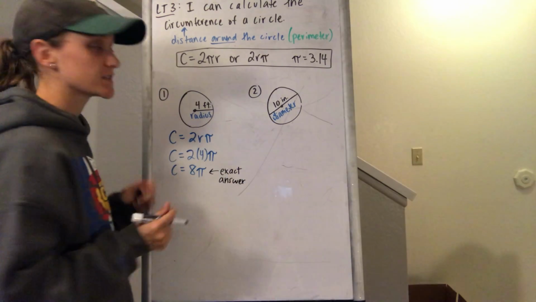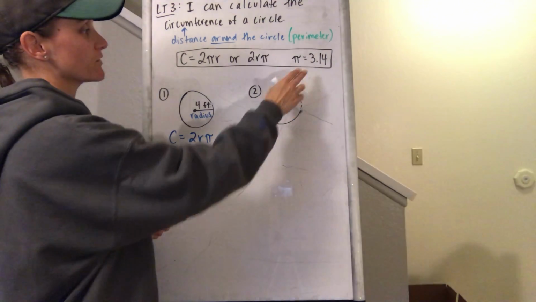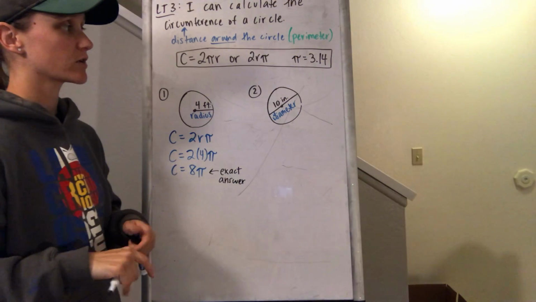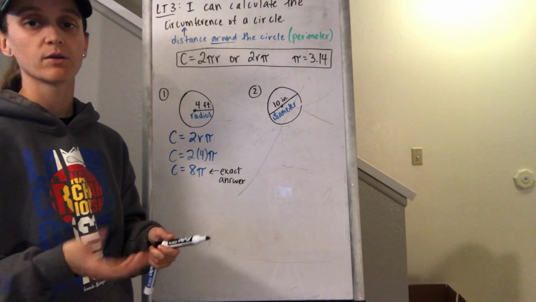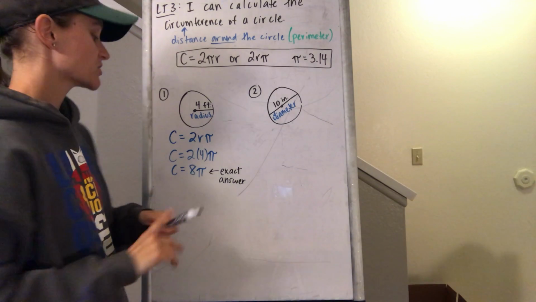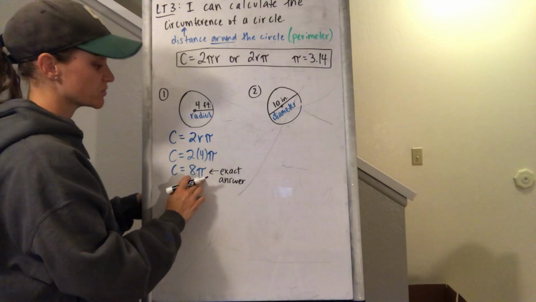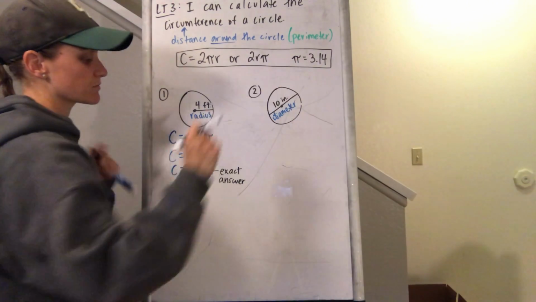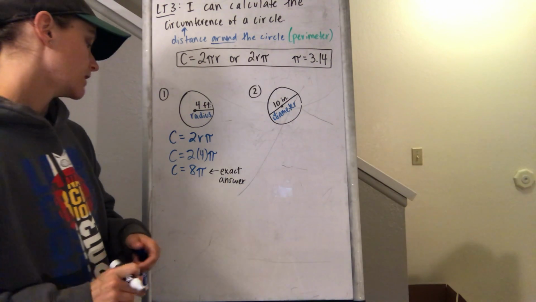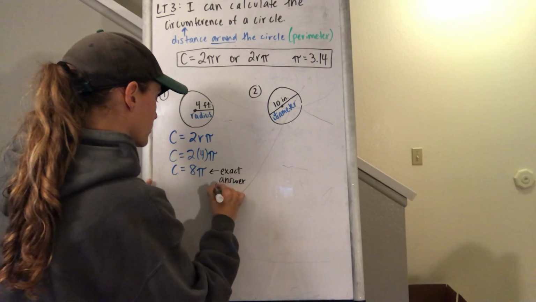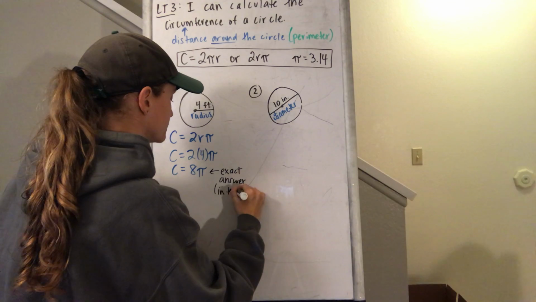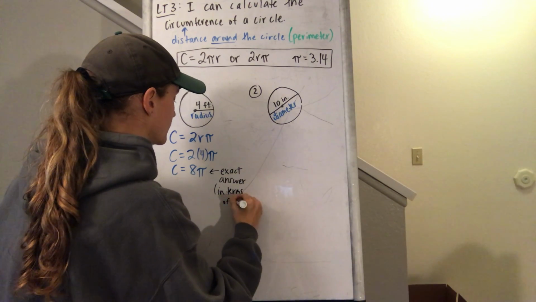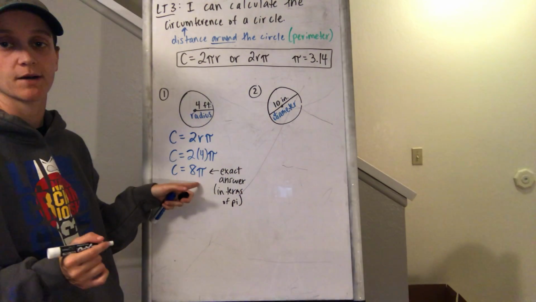And the reason we call it the exact answer is because, like I said before, when we use 3.14, that's not the whole number of pi because pi goes on forever. So this is actually the exact one. Once we start multiplying by this number, it's an approximation because you have to round. So this is the exact answer, or it's called in terms of pi. And they call it that because it has the pi in it.